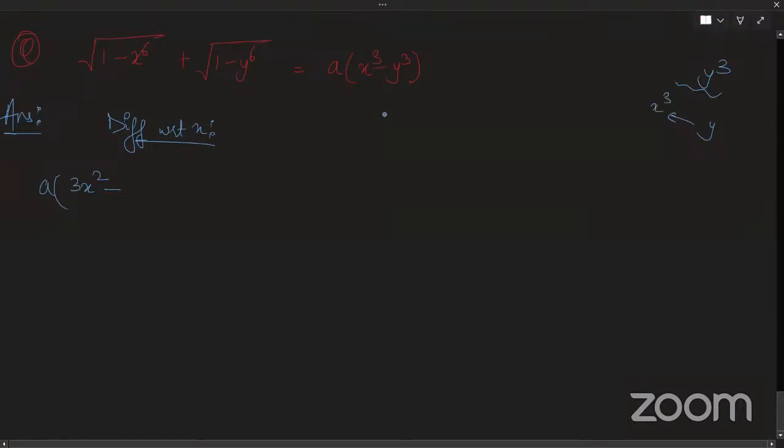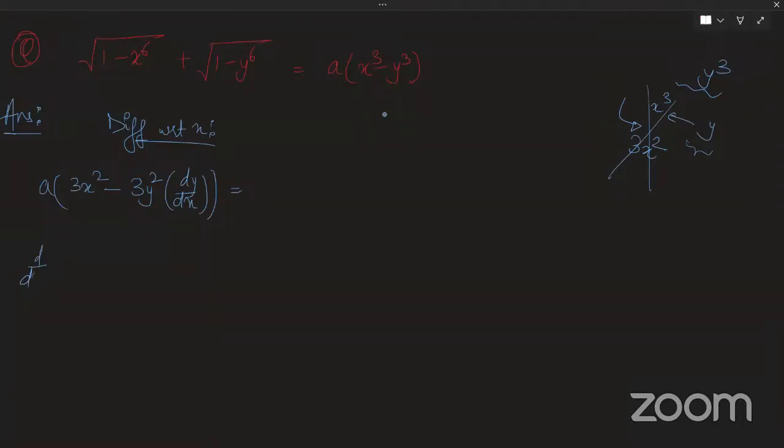Y is inside x cube. You come from the outermost side, you meet x cube, you differentiate it, you get 3x square. So what will be the thing that you write over here? 3y square. Great. You write 3y square. Great. You move inside, you meet y, so dy by dx. Great. So now let us start with the left hand side.